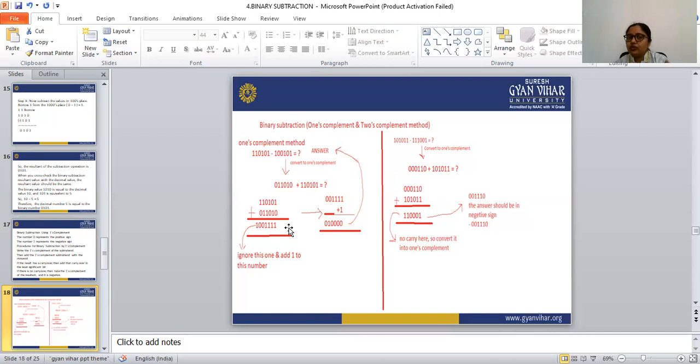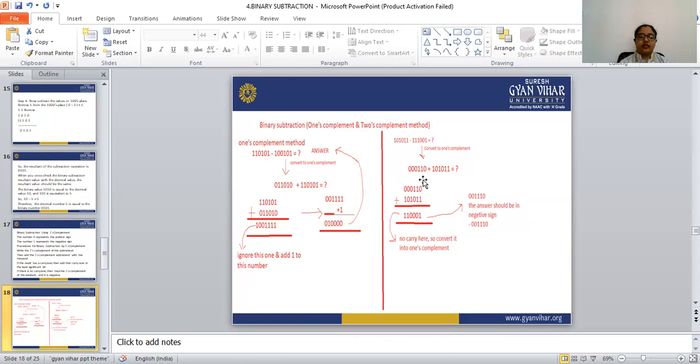To that resultant or remaining number we have to add 1. We have to do the addition of this remaining number and 1. When we add this 1 to the remaining number, we will get 1 0 0 0 0. So this is the correct answer of this question.